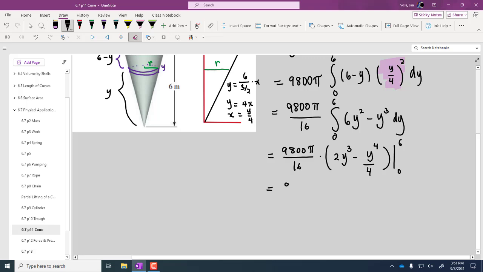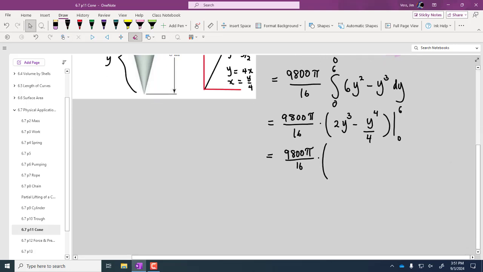Plugging in the 6. We're going to get 6 times 6, which is 36, multiplied by 6 is 216. I'm going to just type it into my calculator, I think. So 2 times 216 minus, this is going to be 36 squared, whatever that is, divided by 4. So we just have to simplify all that.